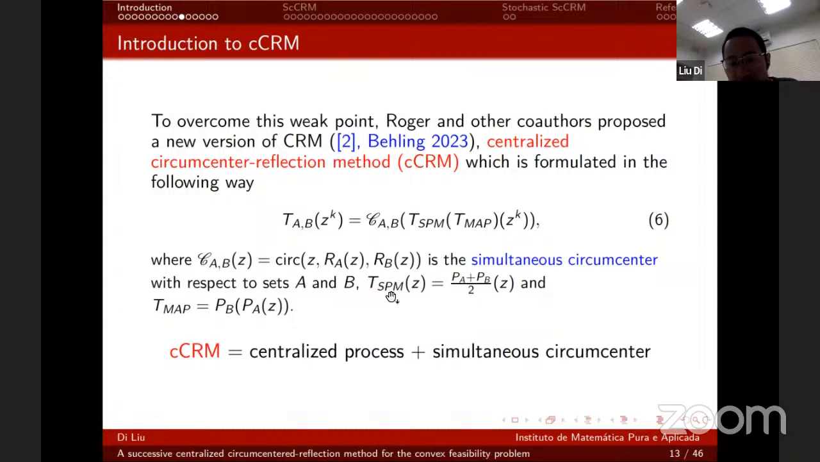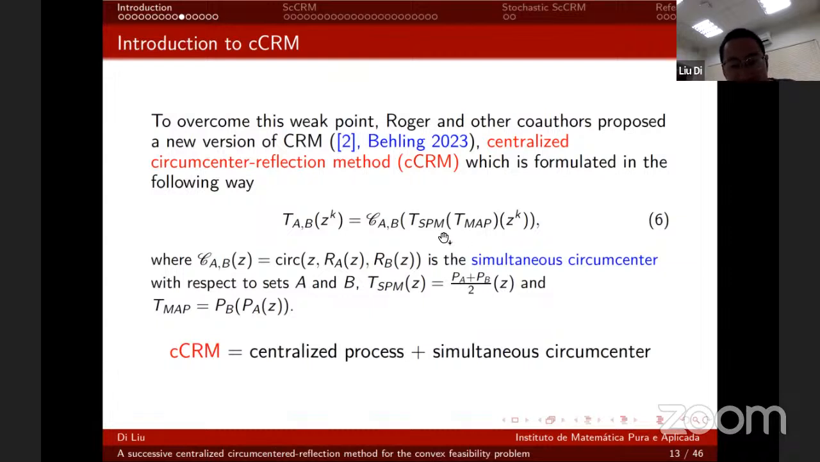The second is T-SPM. It is the simultaneous projection operator. If you have a point Z, you apply T-SPM and just calculate the mean of the projections onto each set. So first we do the T-map, then we do the T-SPM sequentially, and then we get a point. We call it the centralized point. So after we do this part, T-map and T-SPM, with respect to Z, we get a centralized point.